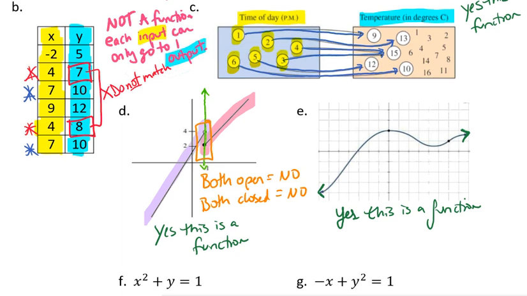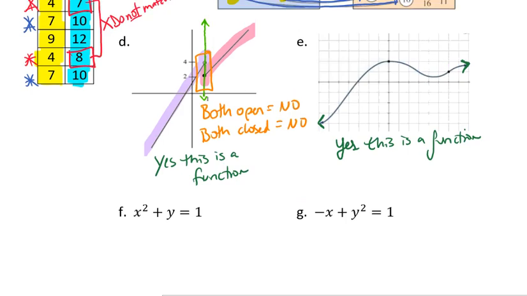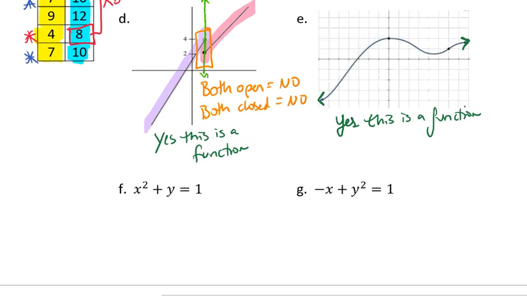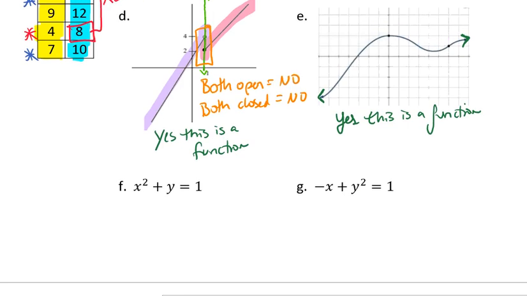Now, what if you're given equations? Well, if you're given equations, it's going to be a little bit different than just looking at it. You need to get the y by itself first. So for letter F, we have x squared plus y equals 1. So we're going to subtract the x squared over to get the y by itself. So we're looking at y equals negative x squared plus 1.